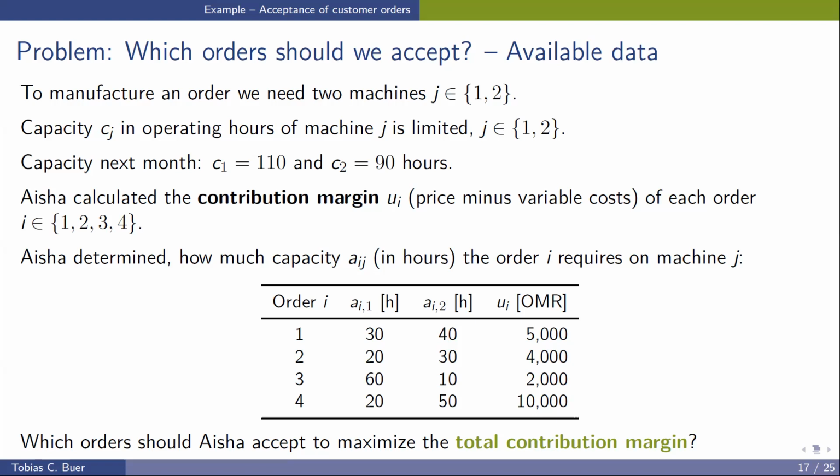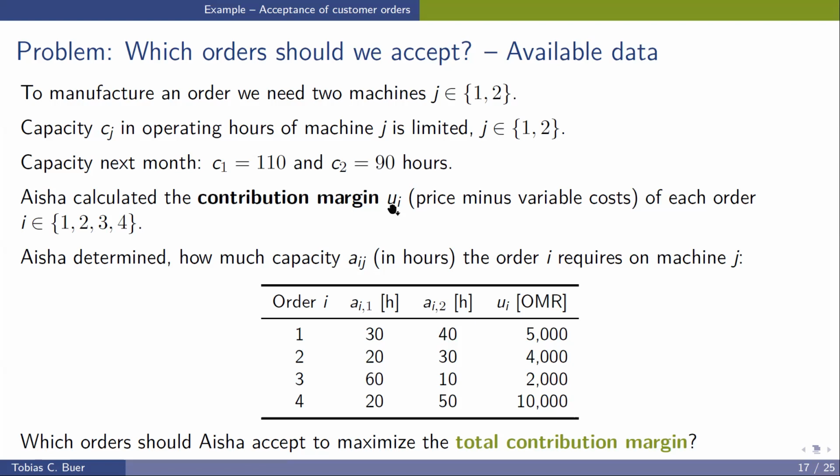Aisha calculated the contribution margin. We denote this margin with the letter u_i. This is just the price of the product minus the variable costs of each order. And the orders are denoted by the letter i. So we have 4 orders, so i can have the value 1, 2, 3, or 4. And the contribution margin is for the index i, yes.